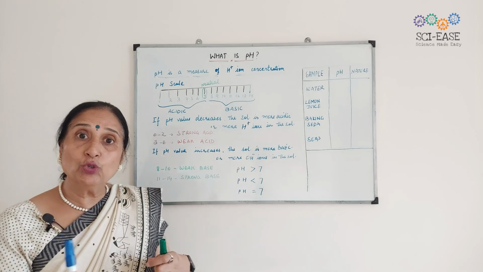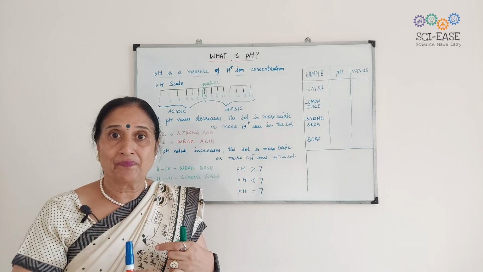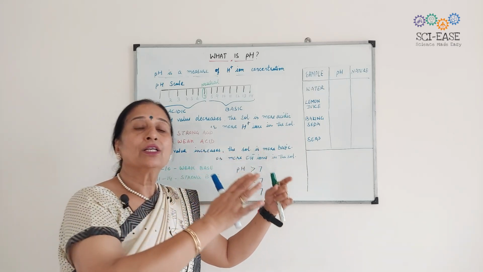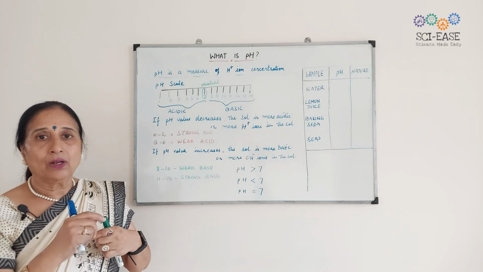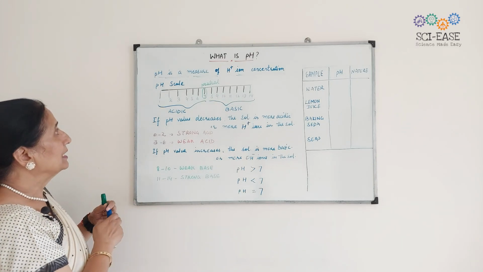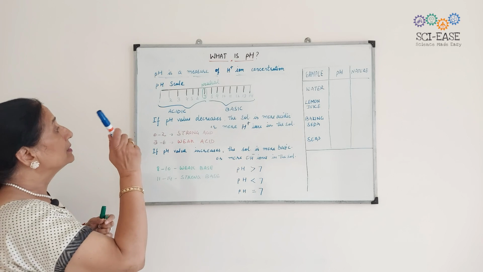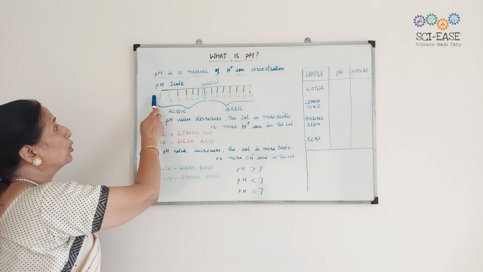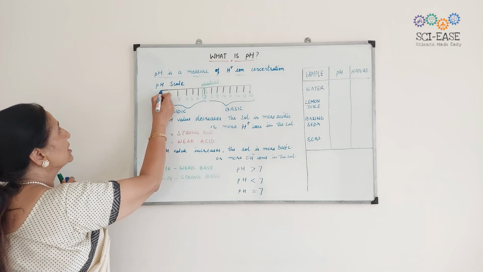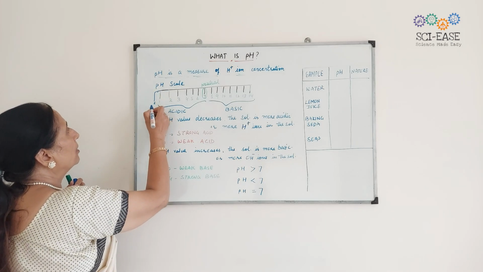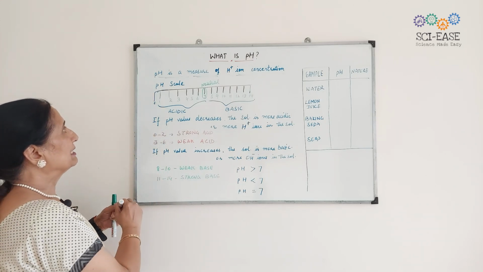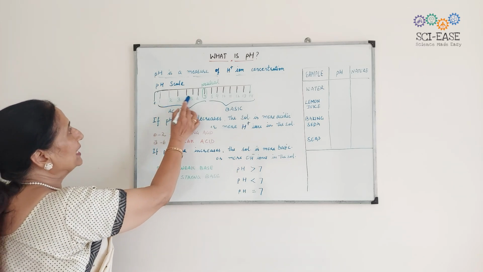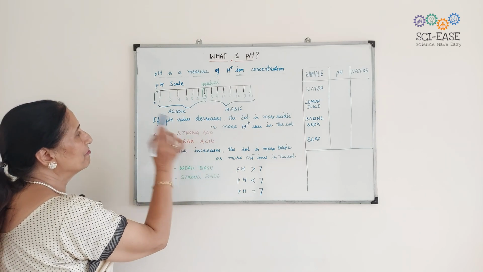Now I want to tell you about the strength of an acid or base. You have read about strong acids, strong bases, weak bases. Okay? So according to that, if the pH of an acid ranges from 0 to 2, then the acid is strong. Okay? And if it is from 3 to 6, then it is a weak acid.